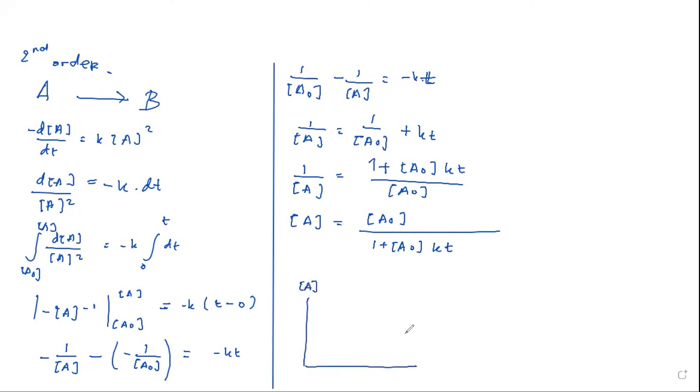Concentration of A with time. If at t0, the concentration of A will be A0. So we have this point at t0, where the concentration of A equals A0, the initial concentration.